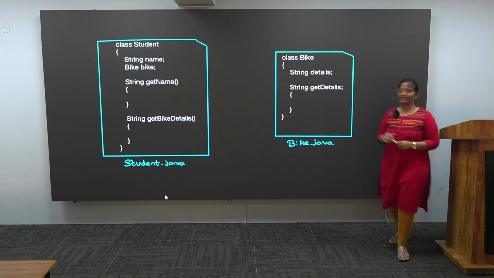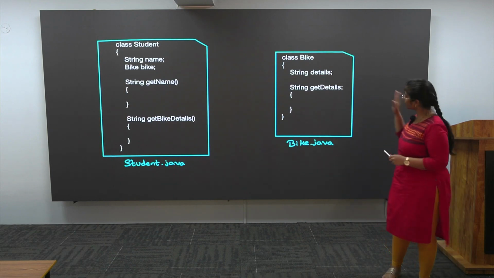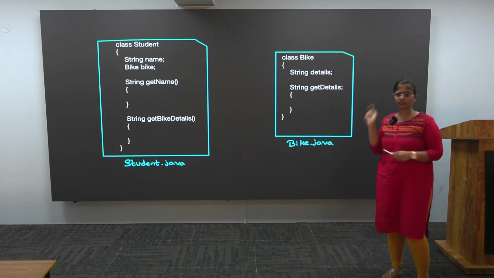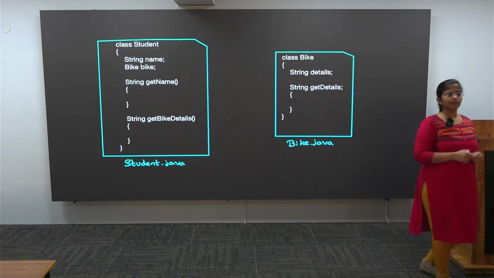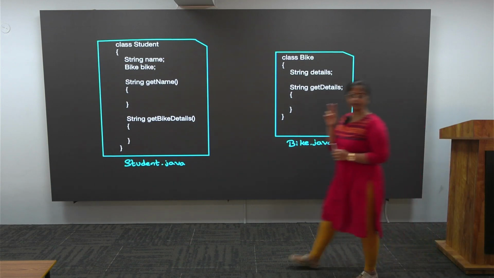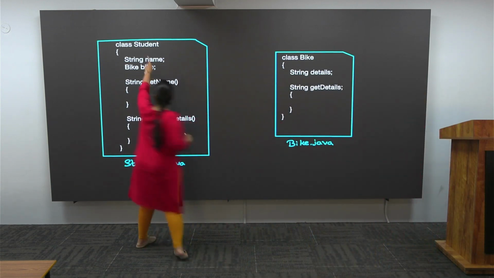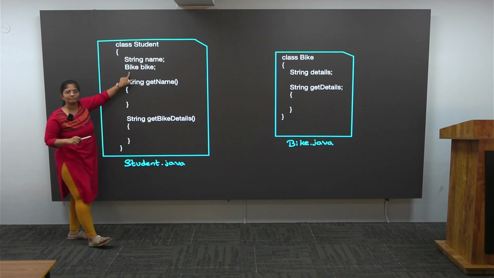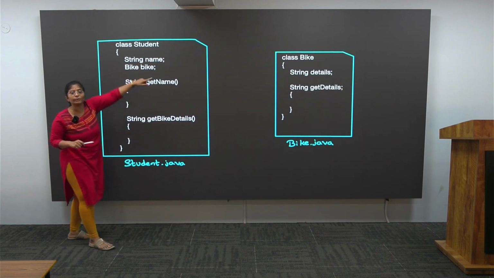Now there are two different classes available. Can you just look into this class and tell me, is there any relationship between these? In your core Java you have learned something: aggregation, composition, association, correct or no? Any relationship you are finding? Has-a relationship, okay, where student has bike. This is a has-a relationship between these two classes. I hope it is clear.